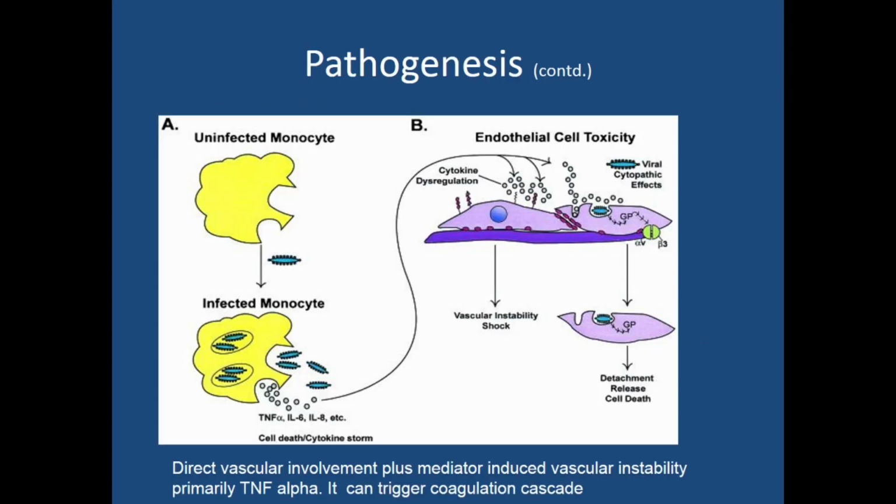Okay. Now you can see the mechanism is either direct vascular involvement plus mediator-induced vascular instability, primarily tumor necrosis factor alpha. Okay, it can trigger the coagulation cascade. So this virus not only has a direct effect, but it also triggers the release of cytokines, which actually contributes to the pathogenesis of this particular group of viruses.